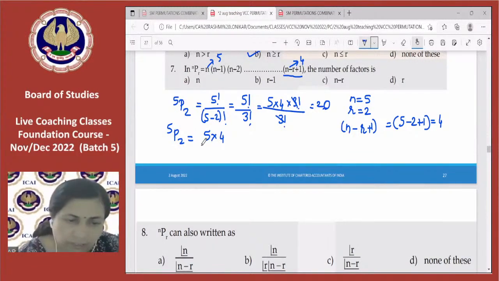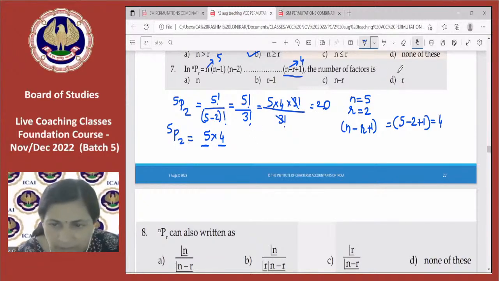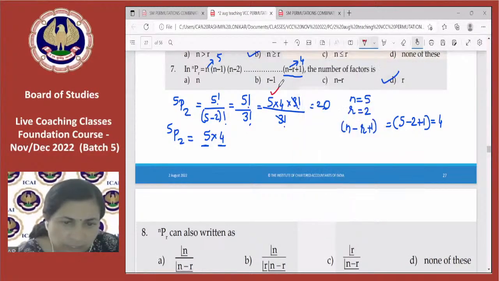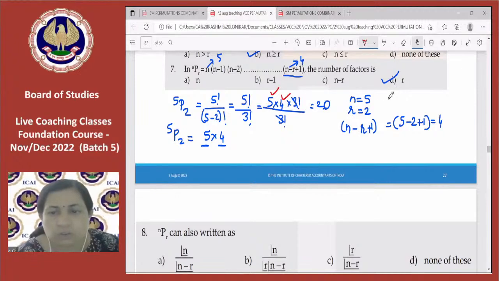So how many factors are there? 1 and 2. So what are the number of factors? R. Because 2 is my R. You can even see from here how many factors remain after cancellation? 1 and 2. So I have 2. So in NPR, the number of factors is equal to R. Is that clear?